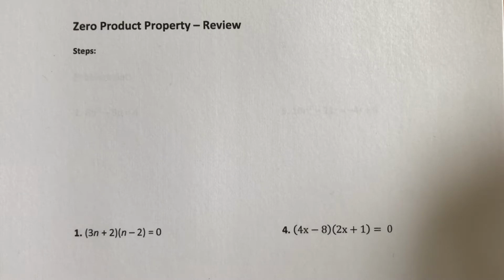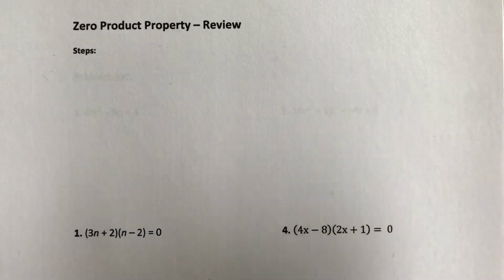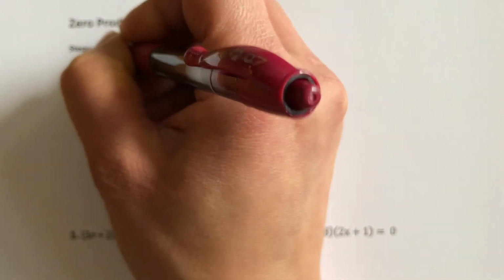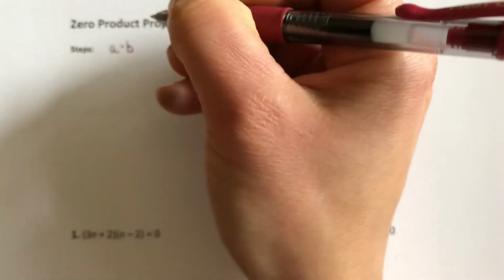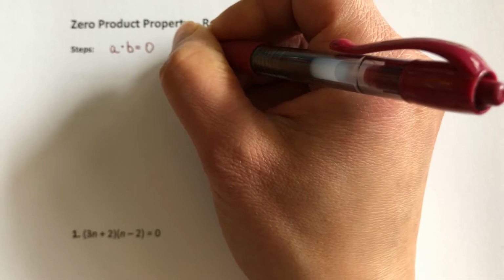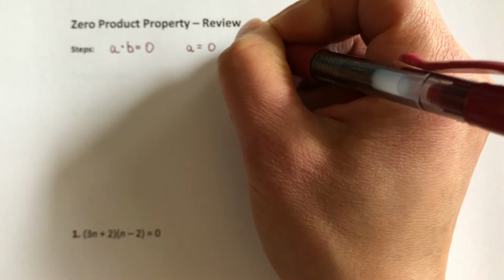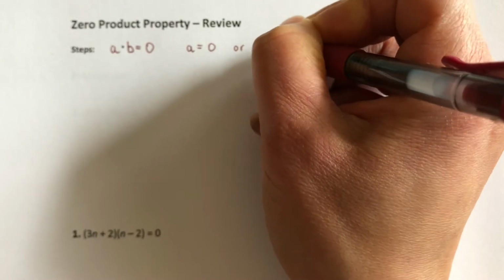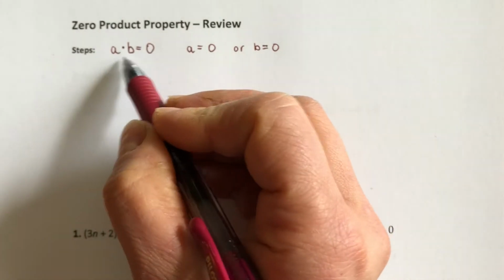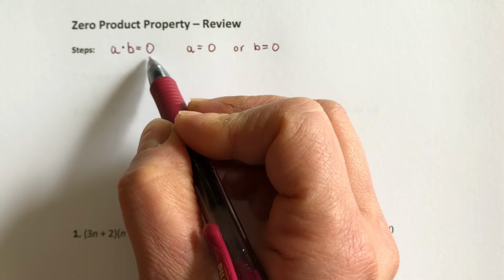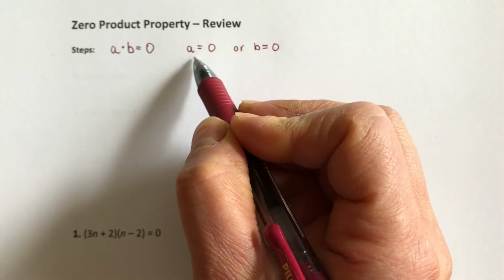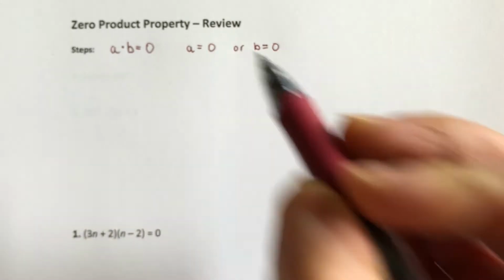When you are to use the zero product property, remember that if you are multiplying two numbers and you want them to be equal to 0, this is only going to happen if A is equal to 0 or B is equal to 0. So if we have multiplication and we want this statement to be true, either A has to be 0 or B has to be 0.